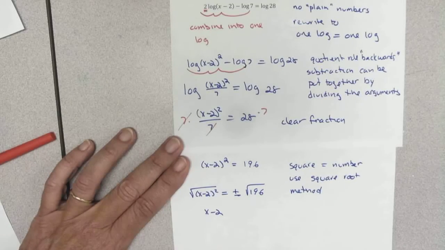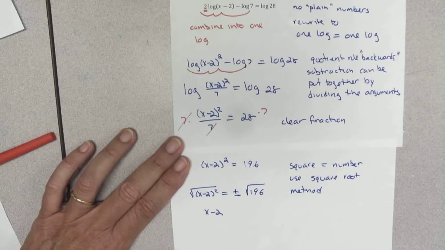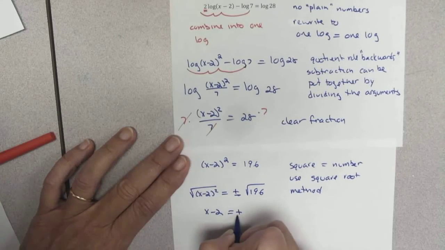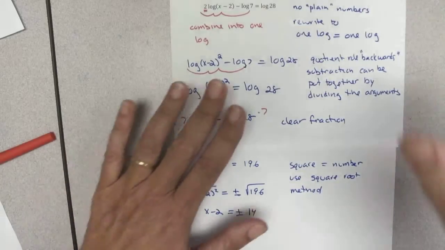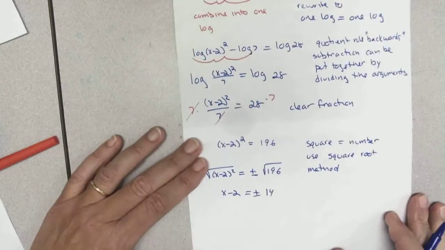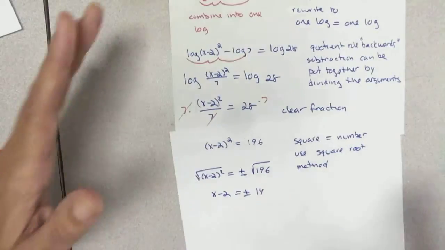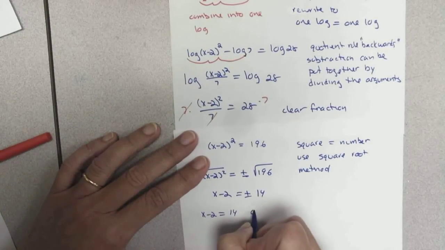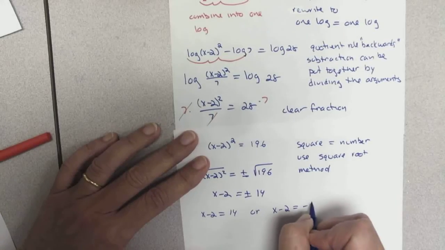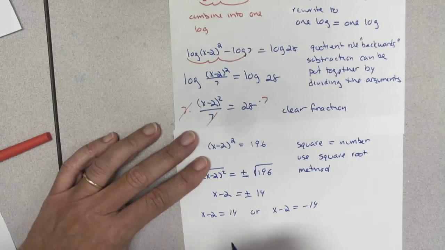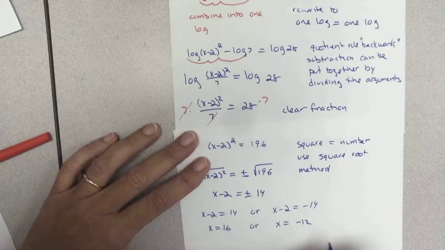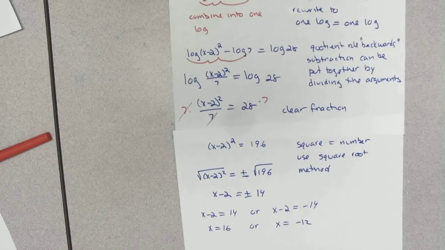This works really well because square roots and squares cancel. And so the square root of x minus 2 quantity squared is x minus 2 equals plus or minus 14. That's crooked. And so that's x minus 2 equals 14, or x minus 2 equals negative 14, for x equals 16, or x equals negative 12.